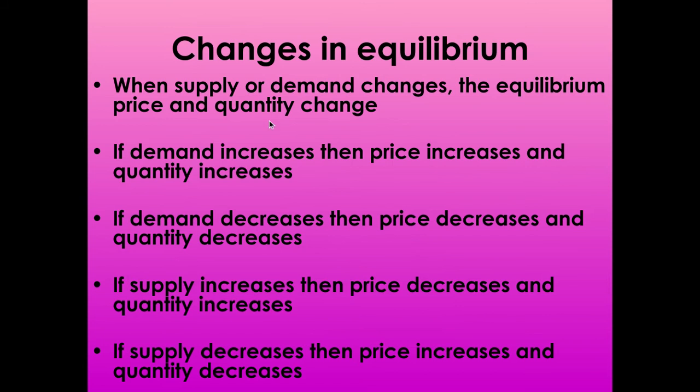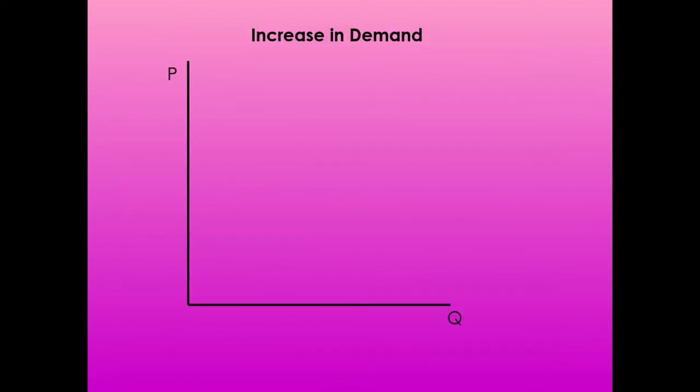So, changes in equilibrium. When the supply or demand changes, the equilibrium price and quantity changes. Okay. So, we have all these things here. If demand increases, then price increases, quantity increases. If demand decreases, price decreases, and quantity decreases. If supply increases, price decreases, quantity increases. And if the supply decreases, then the price increases and quantity decreases. So instead of just writing that down, but feel free to write it down if you want, there's graphs here. We'll look at just how it looks on the graph because it makes a little more sense.